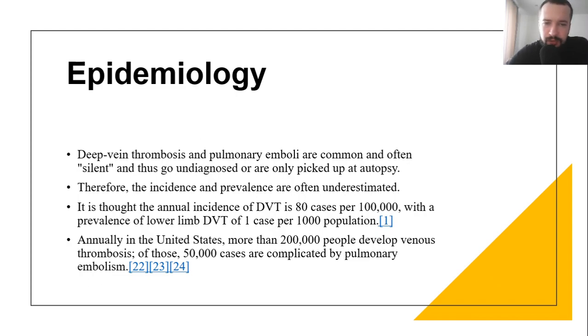Deep vein thrombosis and pulmonary emboli are common and often silent, and thus go undiagnosed or are only picked up at autopsy. Therefore, the incidence and prevalence are often underestimated. It is thought the annual incidence of DVT is 80 cases per 100,000, with a prevalence of lower limb DVT of 1 case per 1,000 population. Annually in the United States, more than 200,000 people develop venous thrombosis. Of those, 50,000 cases are complicated by pulmonary embolism.